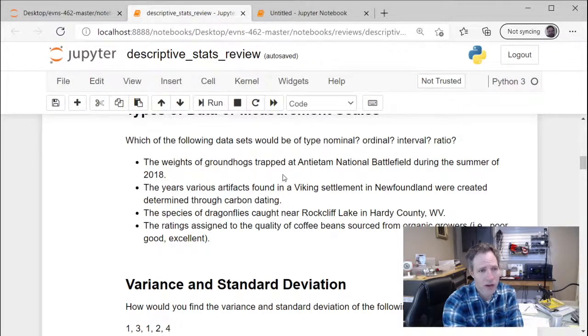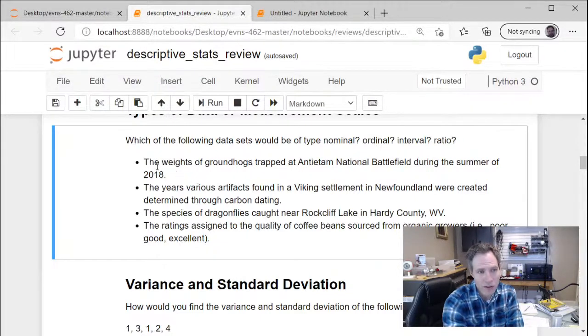So the masses of groundhogs trapped at Antietam National Battlefield during the summer of 2018. What kind of data is a mass? Well, masses are measured using instruments. Instruments have uniform scales of measurement. And in this case, the instrument has a natural 0 point. There's such a thing as zero mass. On the other hand, there's nothing to the left of that. There's no such thing as negative mass. So there's a well-defined 0 point when it comes to masses or weights. So what kind of data is that? That would be ratio data.